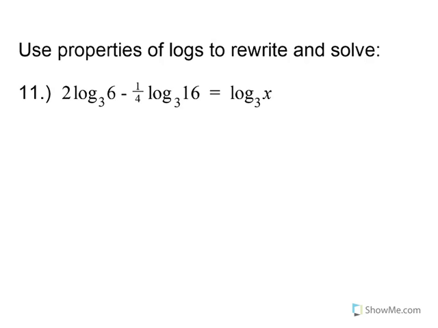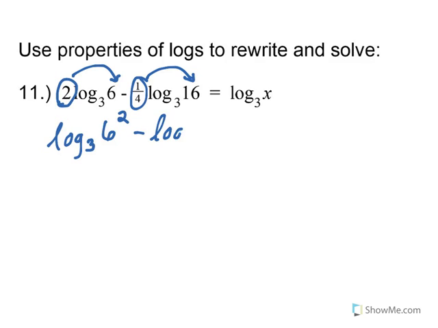Okay, so first you want to look for any coefficients, pull those in as exponents. So right here I have a 2 that can be pulled in as an exponent, and a 1/4 that can be pulled in as an exponent. So the first step here is going to be log base 3 of 6 squared minus log base 3 of 16 to the 1/4 is equal to log base 3 of x.